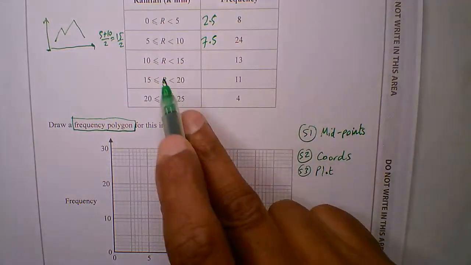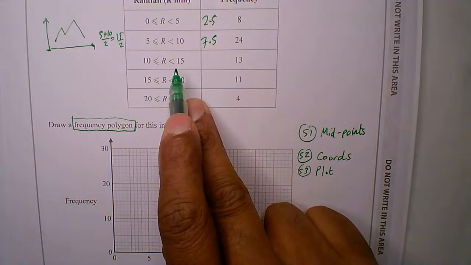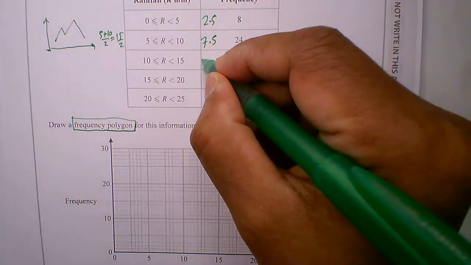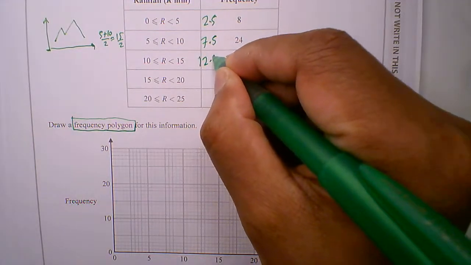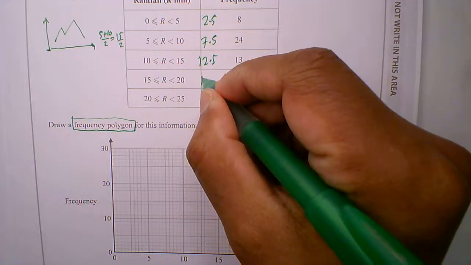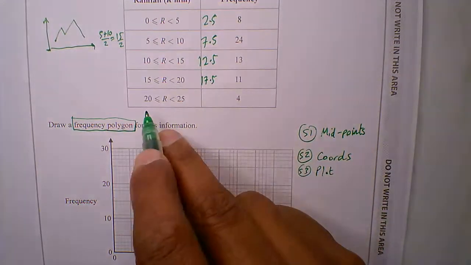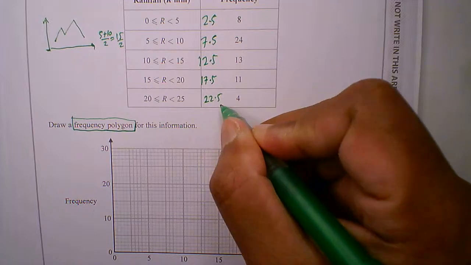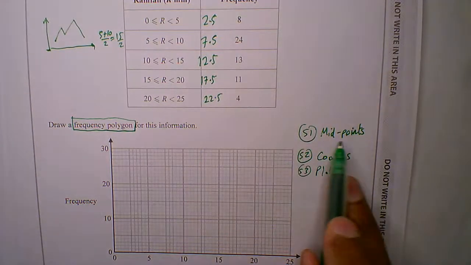Okay, so you add them together. 10 plus 15 is 25, divided by 2 is 12.5. The next one, what's in the middle of these, 17.5. Next one, 22.5. Okay, so we've got the midpoints. That's our step 1 done.